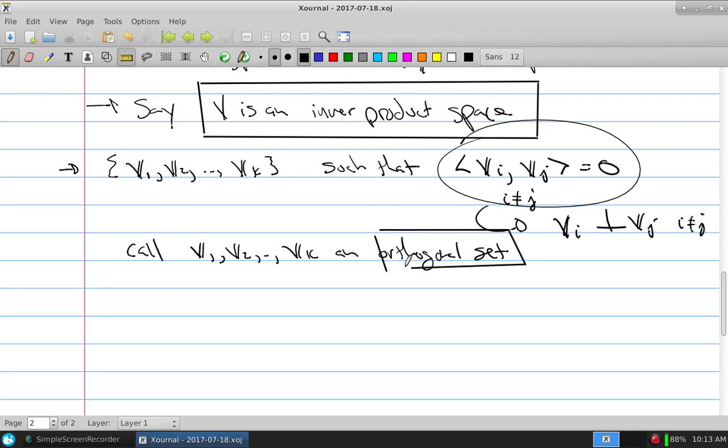So when I say the word orthogonal all by itself, it normally says that this vector and this vector, their inner product is 0. If I say orthogonal set, I really mean that, when I check the orthogonality from every vector to every other vector, I always get an inner product of 0. And then I'll just simply say the entire set is orthogonal.